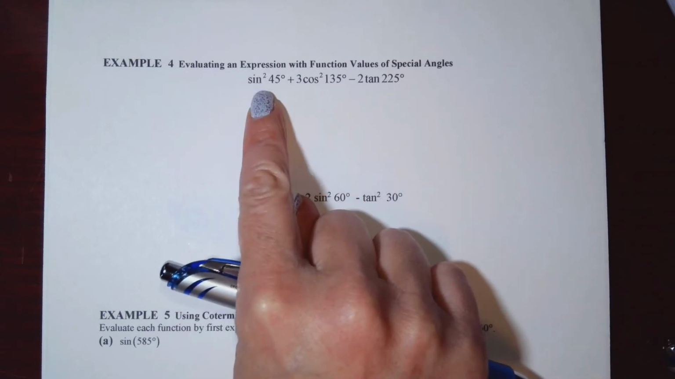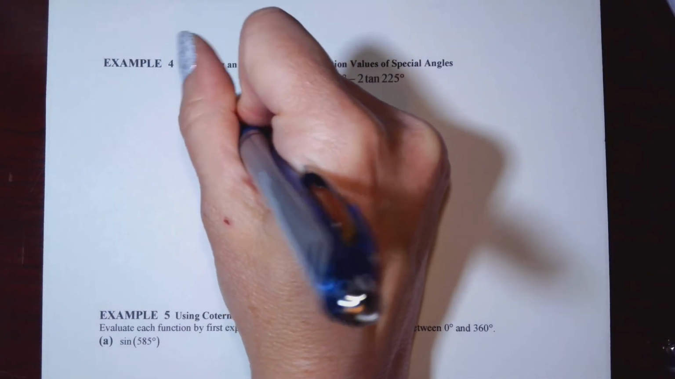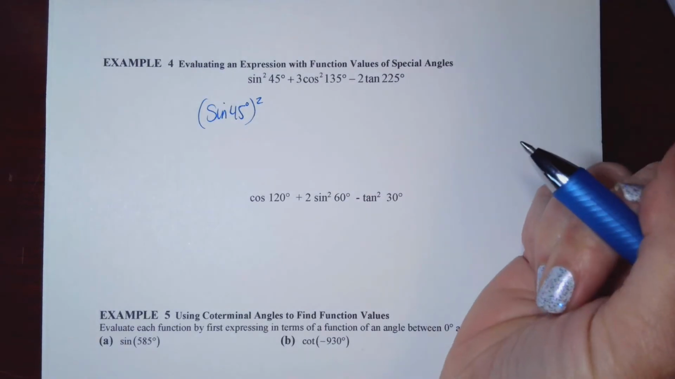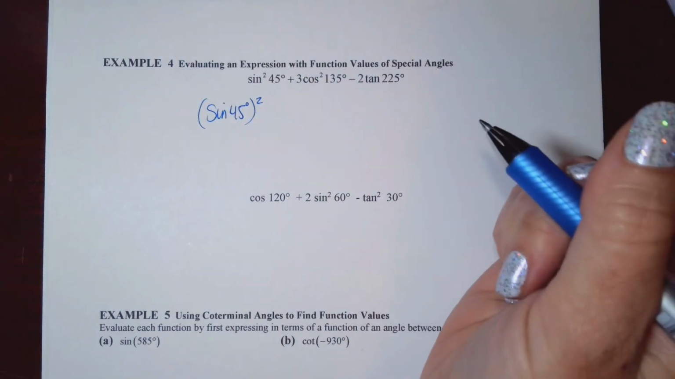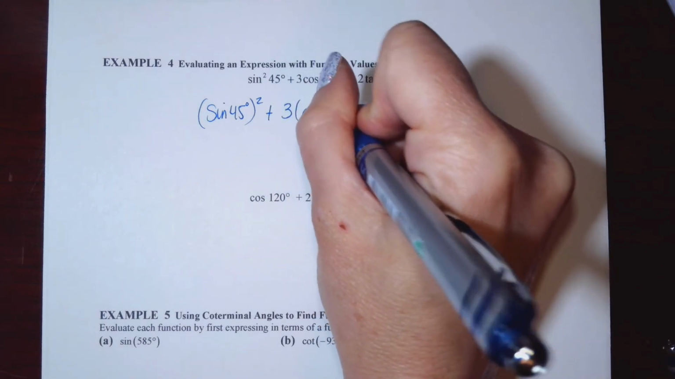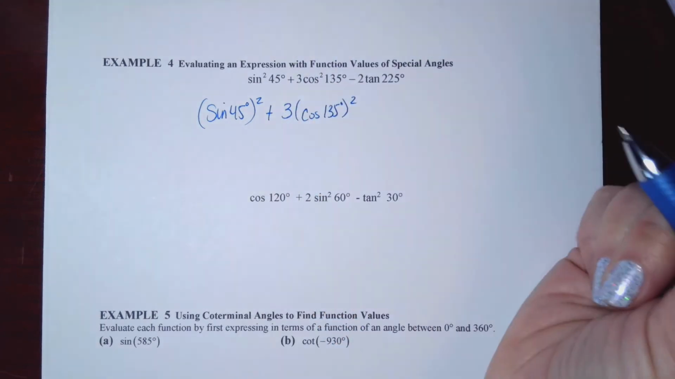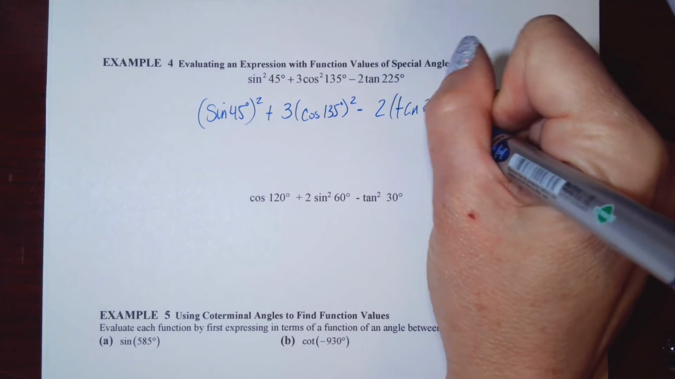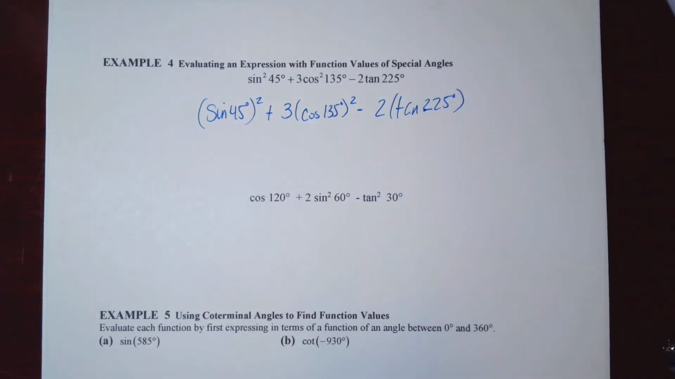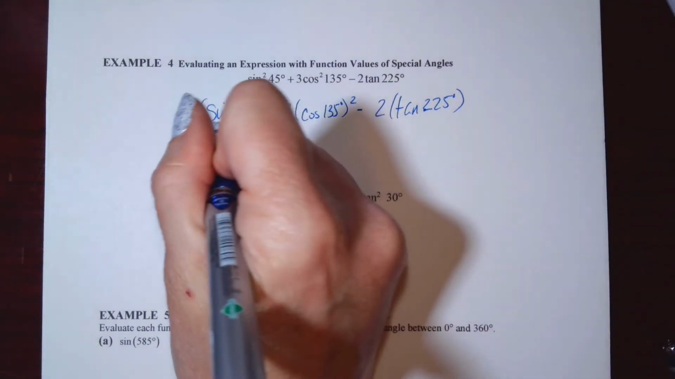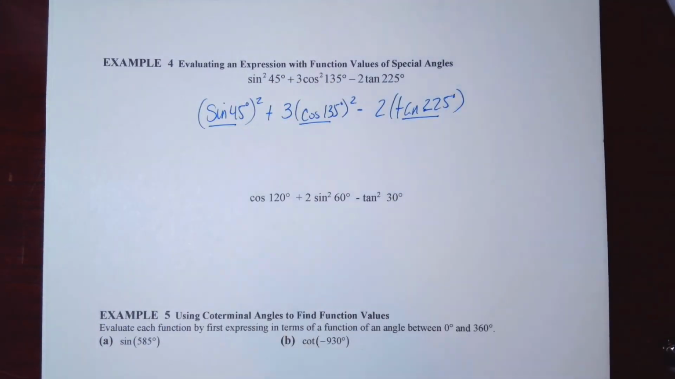Now notice this is sine squared of 45 degrees. That's the same thing as taking the sine of a 45 degree angle and squaring it. Make sure you know where that square is applied. So here I have 3 times the cosine of a 135 degree angle that has been squared, minus 2 times the tangent of a 225 degree angle. Okay, so these 3 values are values I know and I can plug in.